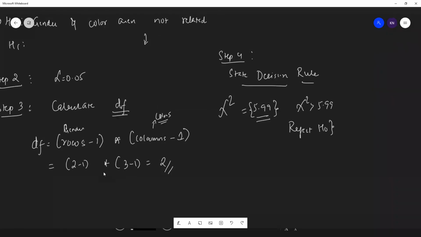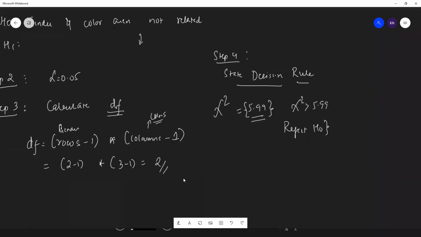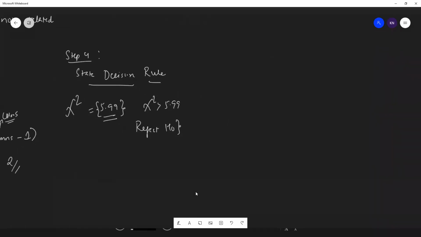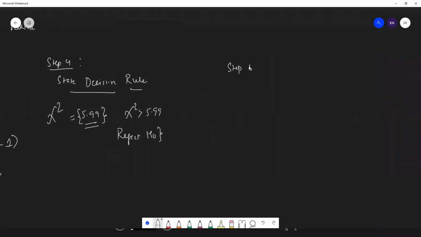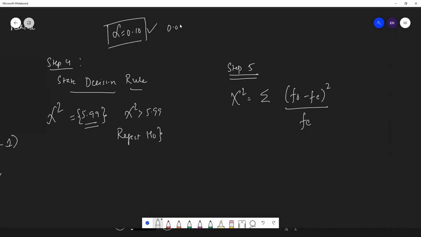Perfect. Now, finally, step 5 is to calculate the chi-square test. The chi-square formula is the same: summation of (f observed minus f expected) squared divided by f expected. Take alpha value as 0.10 specifically for you, if you are not interested in taking 0.05. I told you, the domain expert decides here.